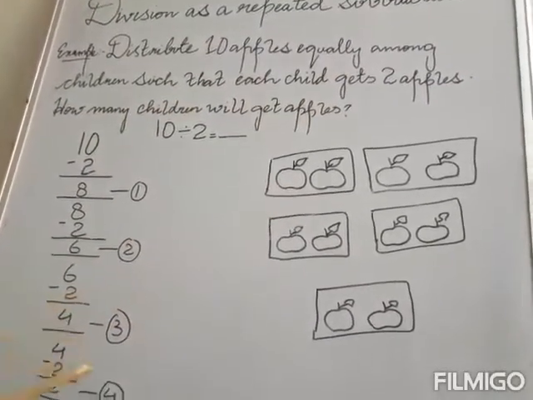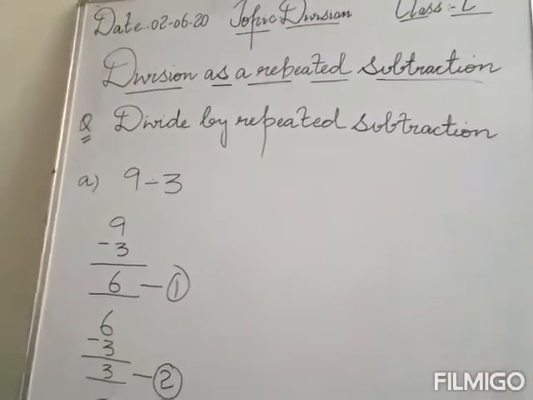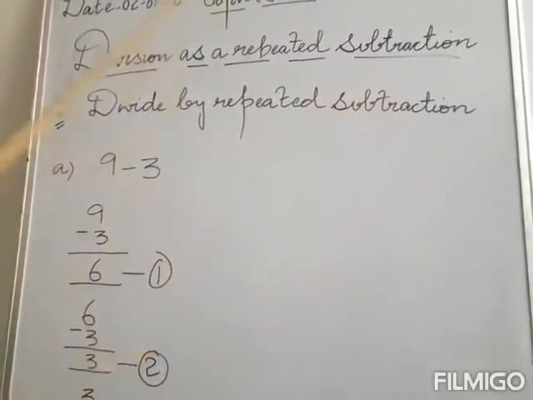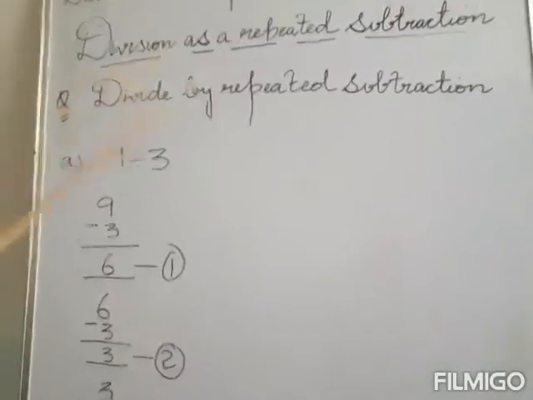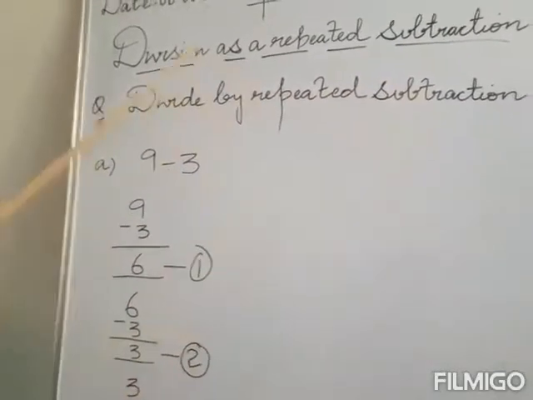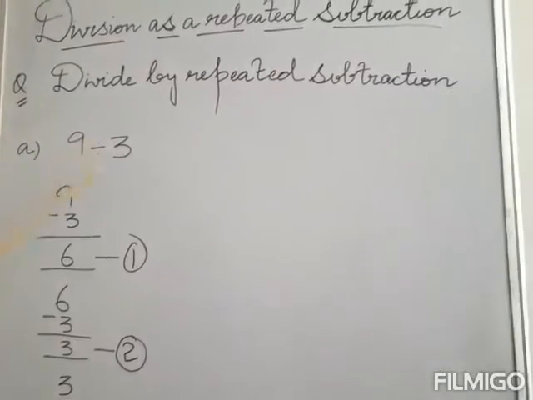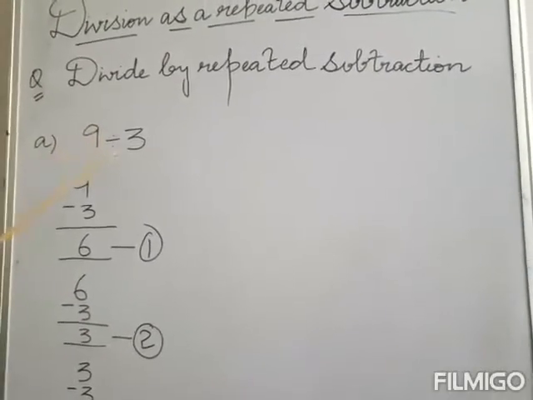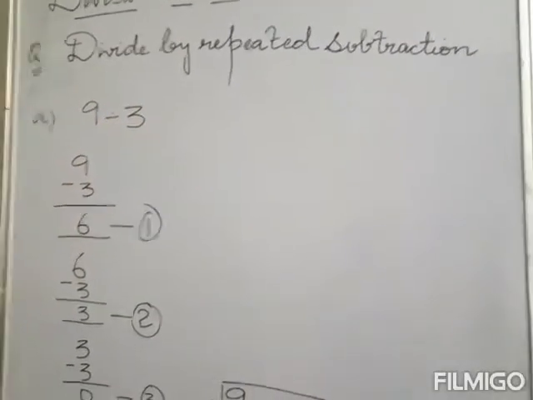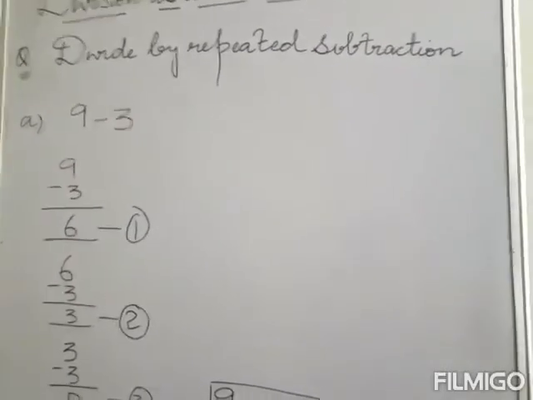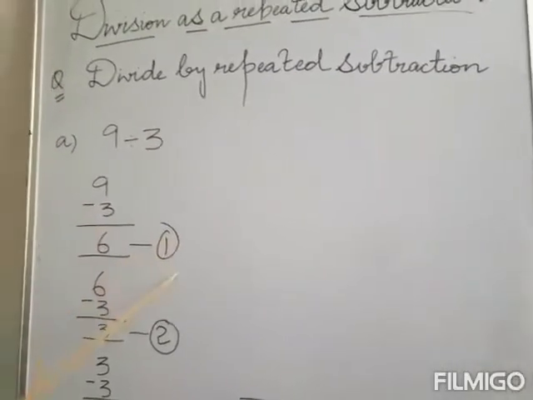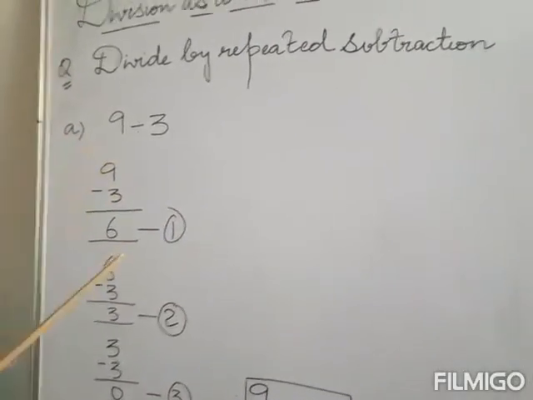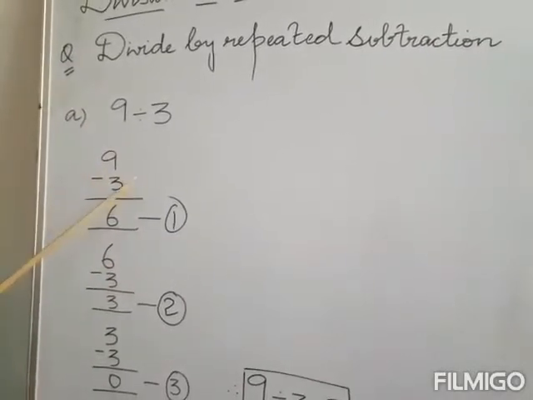Okay, my dear students, now look here. The question is divide by repeated subtraction. First part is 9 divided by 3. You have to do this question by repeated subtraction. Now, our first step is to subtract 3 from 9. What is the first step? You have to subtract 3 from 9.